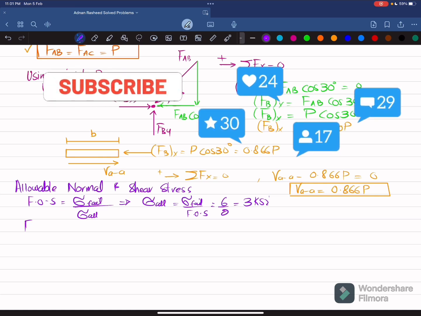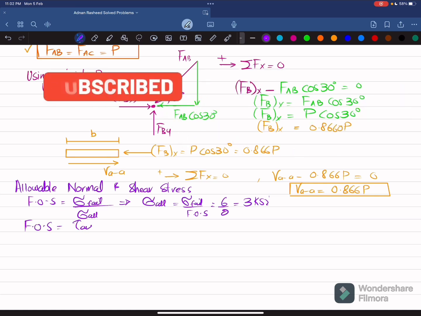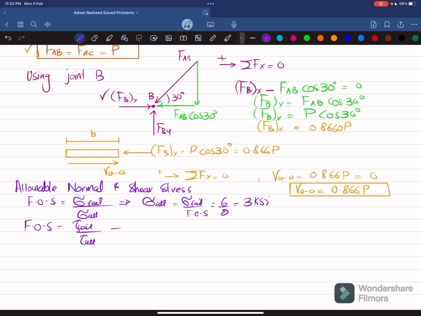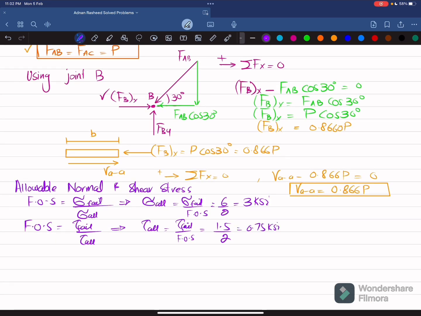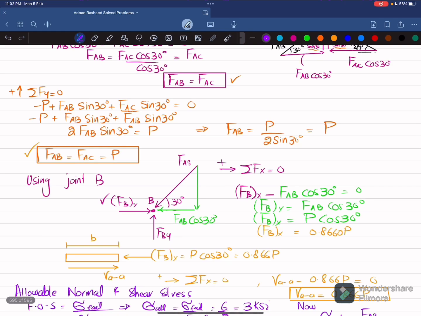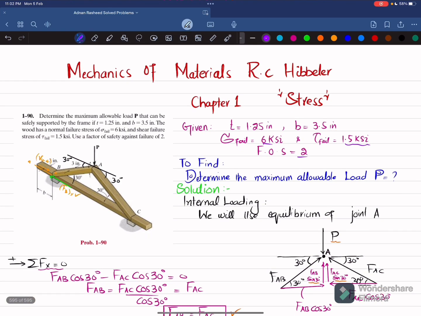Now similarly, factor of safety is equal to failure shear stress divided by allowable shear stress. So from here, allowable shearing stress is equal to shearing stress in failure divided by factor of safety. So that is 1.5 divided by 2. Let me check it. This is 1.5 divided by 2 is equal to 0.75 ksi. Now using this formula, we know that allowable normal stress in member AB is FAB divided by area of AB. So allowable stress is 3 ksi, so 3 into 10 to the power 3. FAB is P. You can see FAB is equal to P divided by area of AB. So you can see this thickness is T, which is 1.25, and this breadth is also 3.